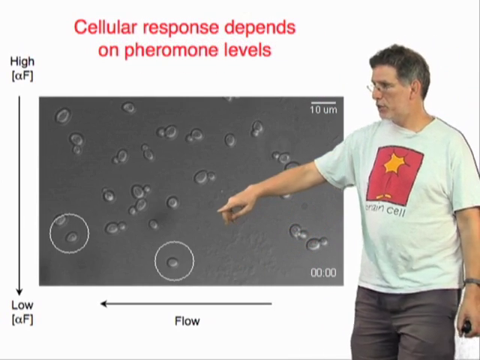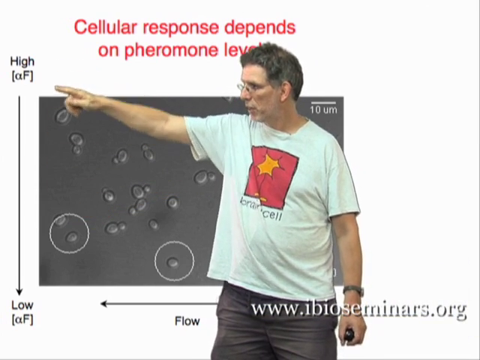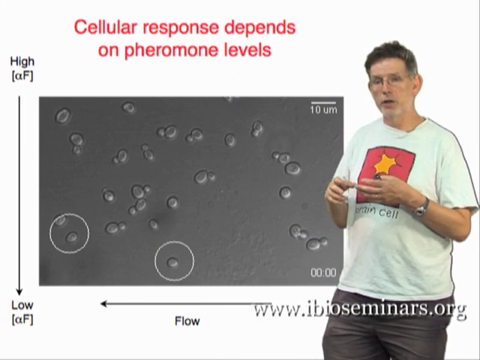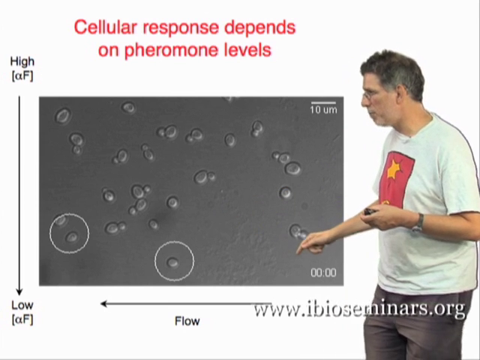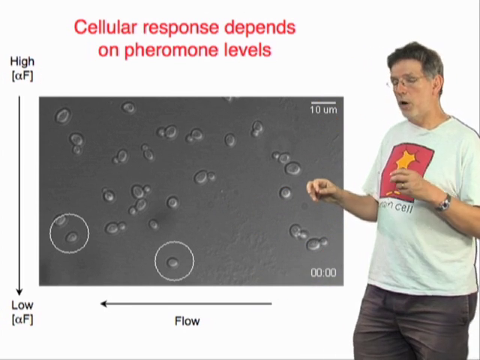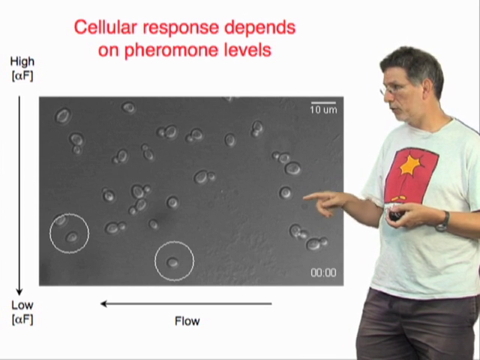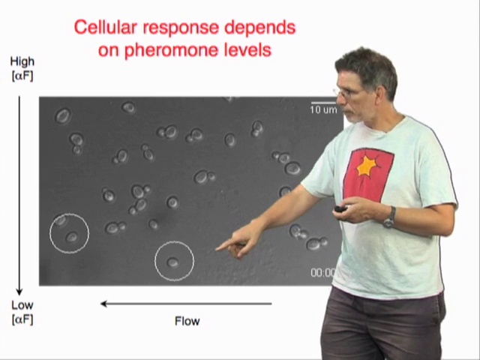Flow is going to be in this direction here. The high concentration of pheromone is here, the low is here. The movie's going to loop through. This is the time here in hours and minutes. This is distance, that's 10 microns. And what you're going to see is each time the white circle is going to draw your attention to a different set of cells. So I'll walk you through.